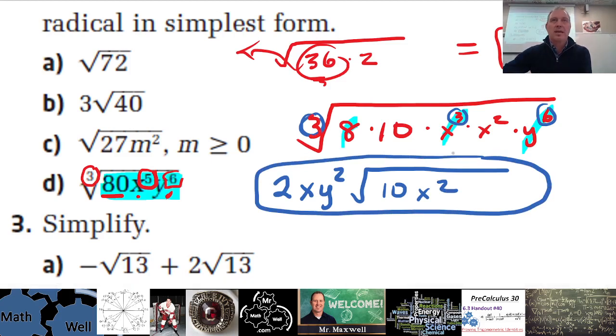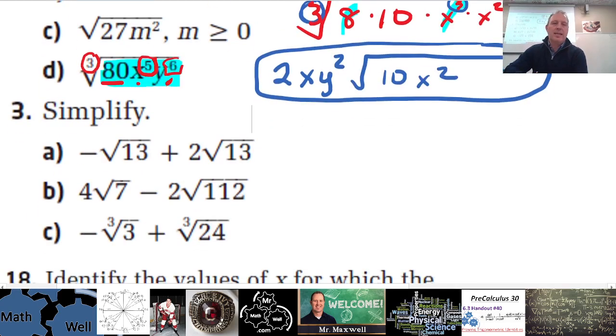Any questions about mixed and entire form for radicals? All right, hopefully that's making some sense. All right, let's take a look at number 3 here on our review.